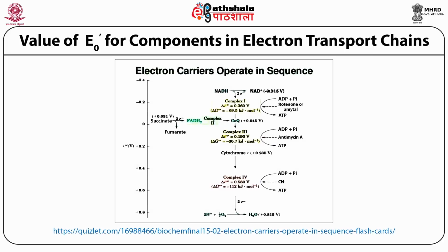The following figure shows the values for the components in the electron transport chain. In order for an electron transport chain to function, there must be a gradient of susceptibility to oxidation. That is, each component must be capable of being reduced by the reduced form of the previous component and oxidized by the oxidized form of the subsequent component in the chain.